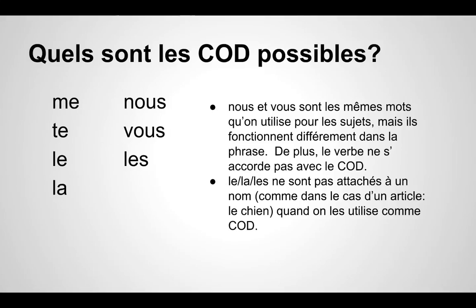So here are the possible direct object pronouns in French. First person, me, nous, second person, te and vous, and third person, either le or la, depending on the gender, and les.